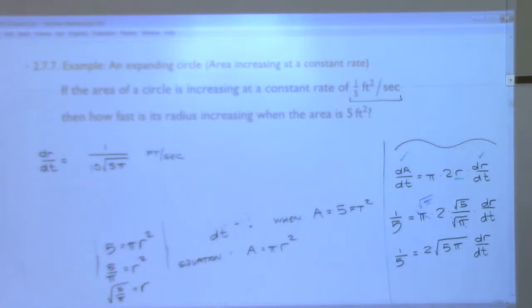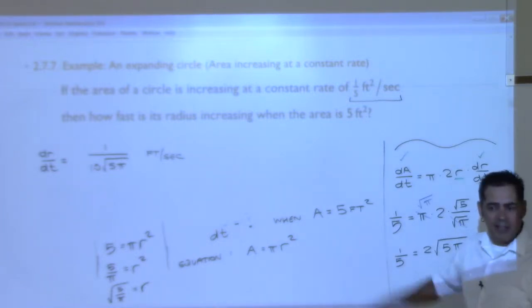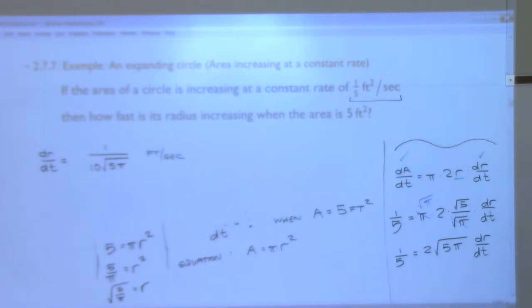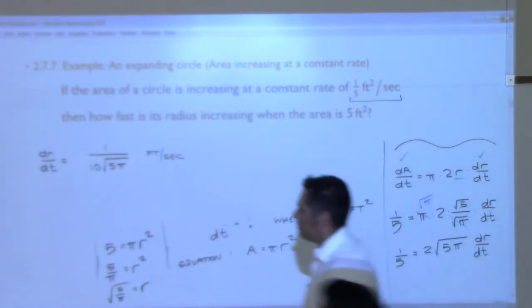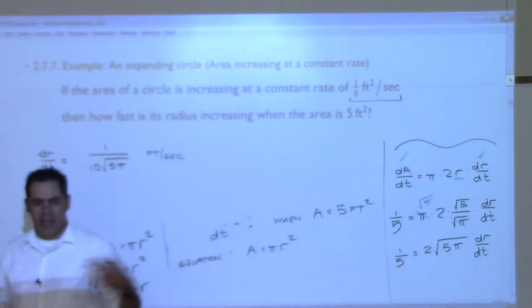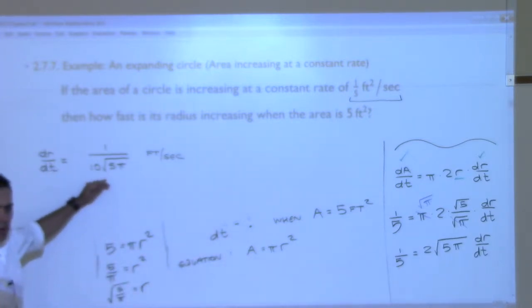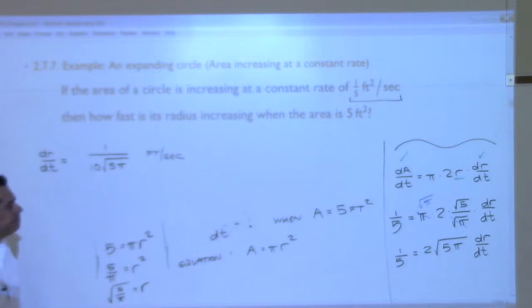Now, you could go on your calculator and get a decimal for that, but that's the exact answer. You'd be okay with that? I would be very okay with that. Yeah, I would prefer to see it this way because any answer that you get on your calculator is going to be an approximation. Yes. Yeah.